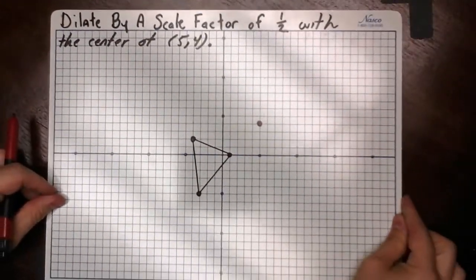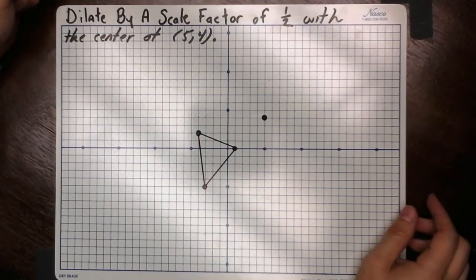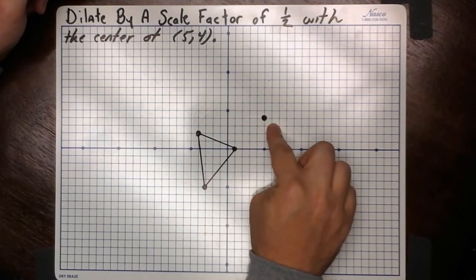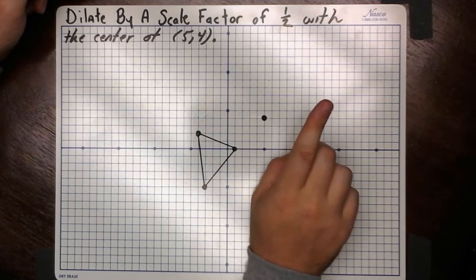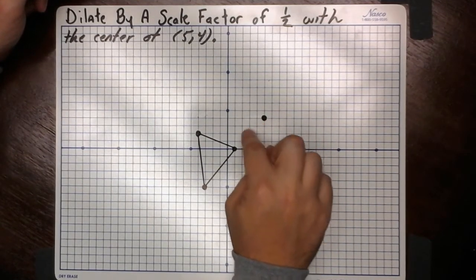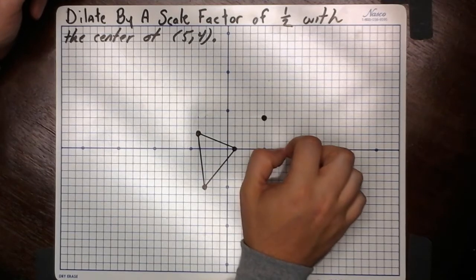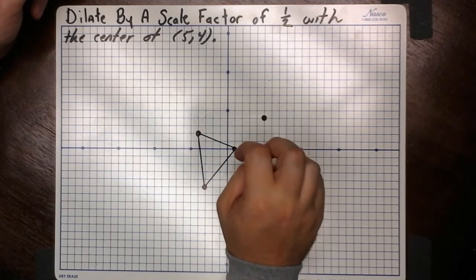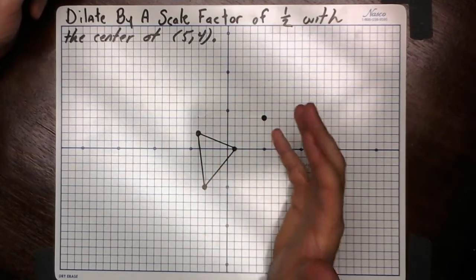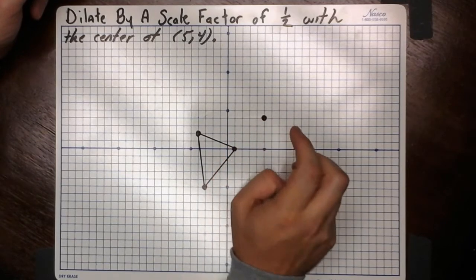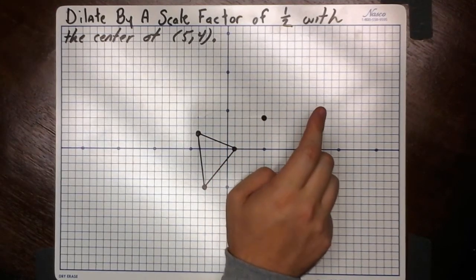Next, this one here says dilate by a factor of 1/2 with the center of dilation at 5, 4. Okay, so let's talk about what's going on here. I moved the center of dilation up a little bit, and now we're changing the scale factor to 1/2. So instead of it getting larger, like before, when it doubled in size, this time it's going to shrink. It's going to be half the size. Okay, that's the first observation.